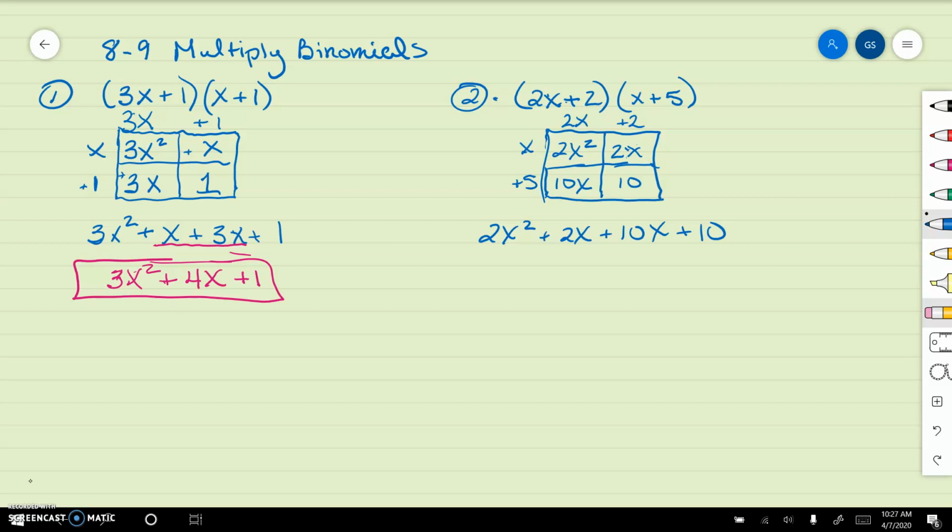Okay, so now what we're going to do is combine like terms. So now our final answer is going to be, we'll bring down the 2x squared, combine the 2x and the 10x to make it 12x, and then plus 10. And there you go. That's example number 2. Again, if I went too fast, just go back and listen to it again and you'll catch the rest of it then.